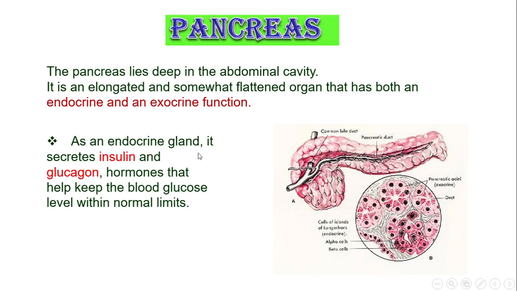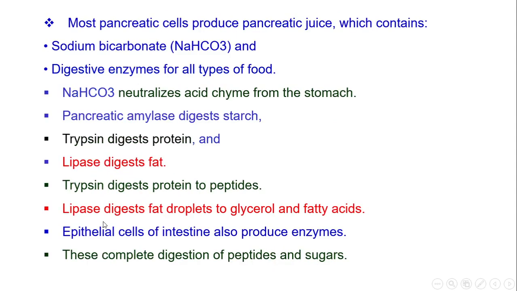As an endocrine gland, it secretes insulin and glucagon, hormones that help keep the blood glucose level within normal limits. Most pancreatic cells produce pancreatic juice, which contains sodium bicarbonate and digestive enzymes for all types of food. Sodium bicarbonate neutralizes acid chyme from the stomach.